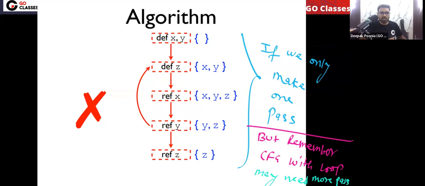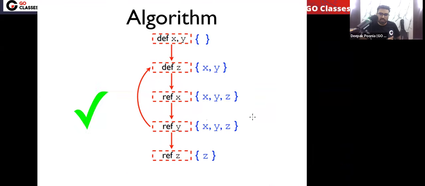Okay, is this clear? So I hope you understood. If you only make one pass, then this is the answer you will get, and this will be a wrong answer. You can see here you will get the wrong answer, but here this is the correct answer, XYZ. Okay, I hope you understood. Very simple.